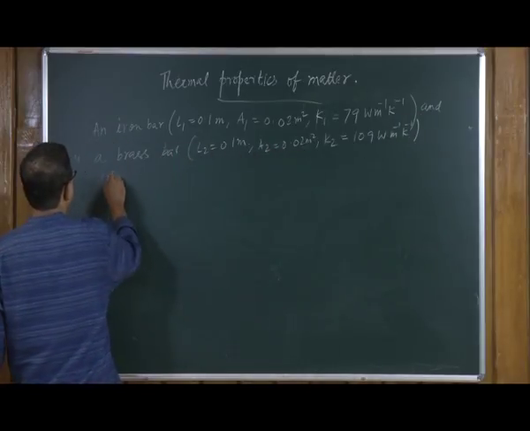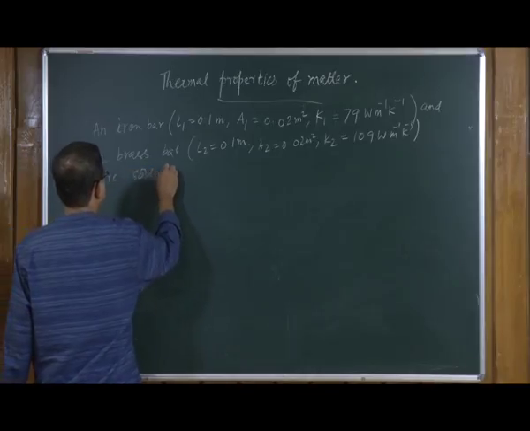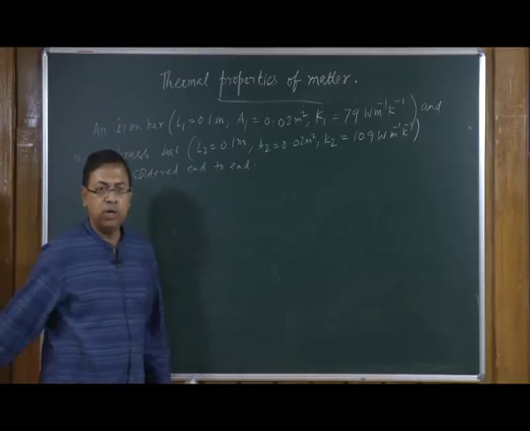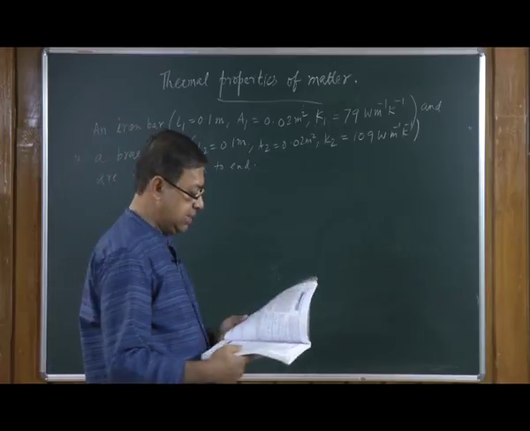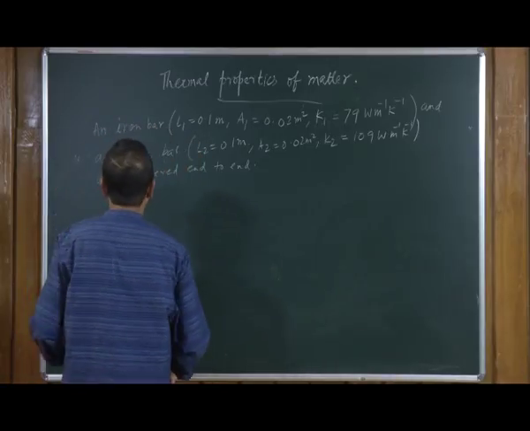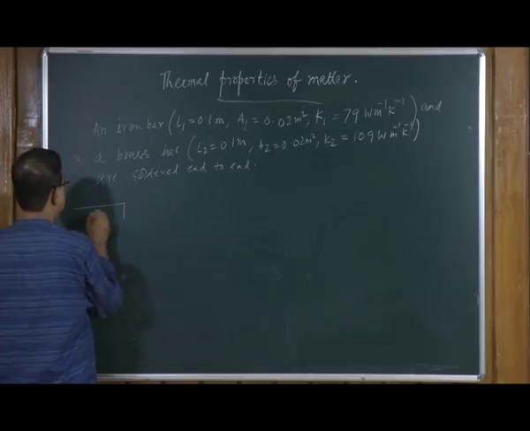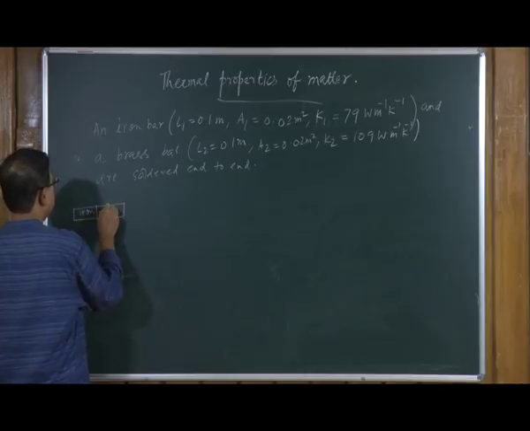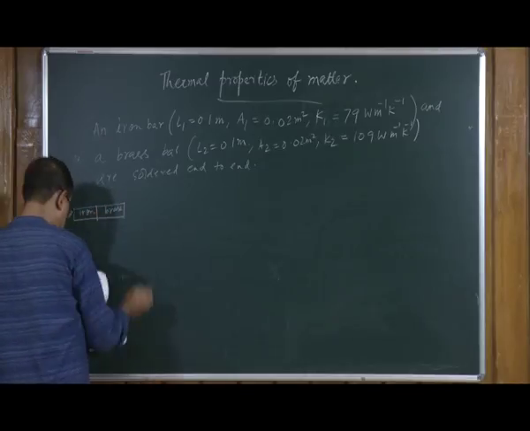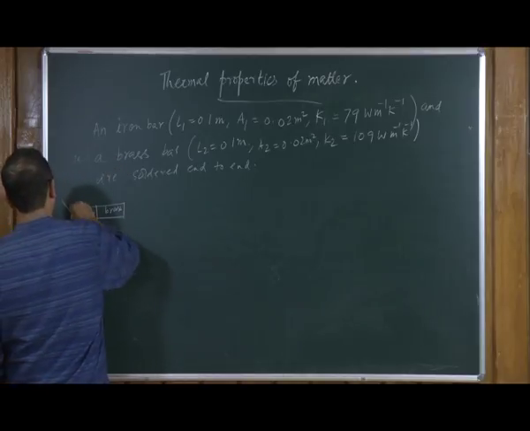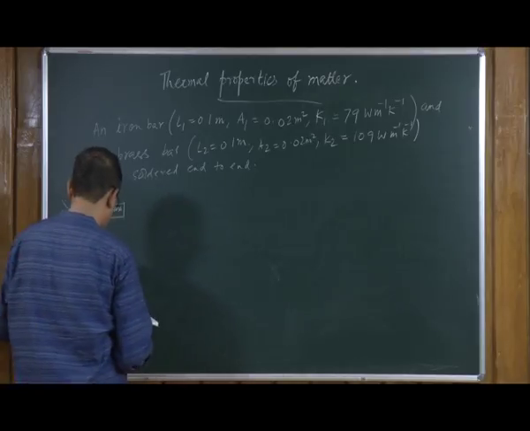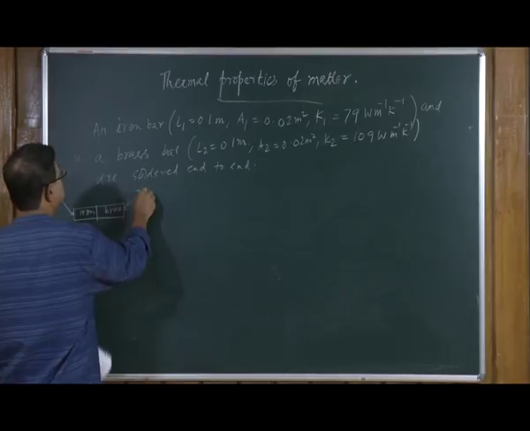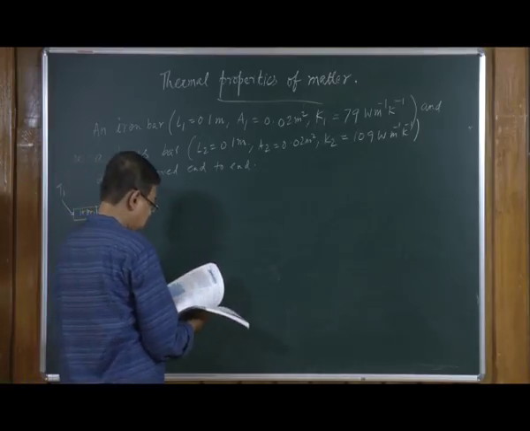are soldered end to end. Soldered means they are joined end to end, and so this is the figure for that. So, this is iron and this is brass. This end is kept at a temperature which is higher, let us call it temperature T1, and this is kept at a temperature T2, which is written here.